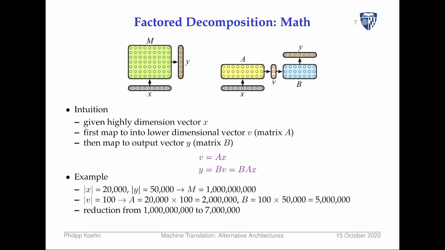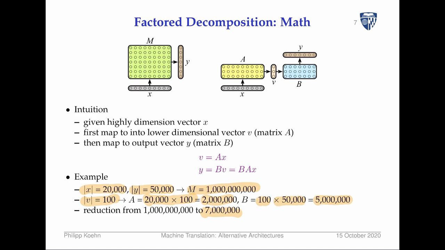At the bottom here is an example of a highly dimensional input vector of size 20,000 and a highly dimensional output vector of 50,000. If we multiply this up, this would be a billion parameter matrix. So that might be way too large. What we might want to do instead is have an intermediate representation that's only 100 dimensional, and then the matrix A is 20,000 times 100, so that's 2 million, and the matrix B is 100 times 50,000, so that's 5 million. If you add that up together, you get 7 million, which is clearly much, much smaller than 1 billion.